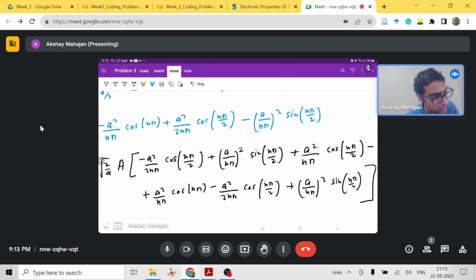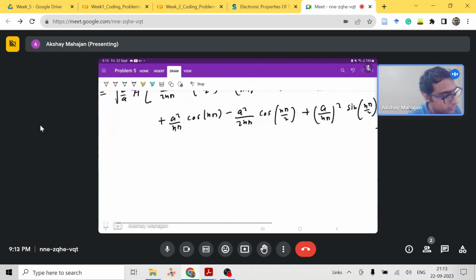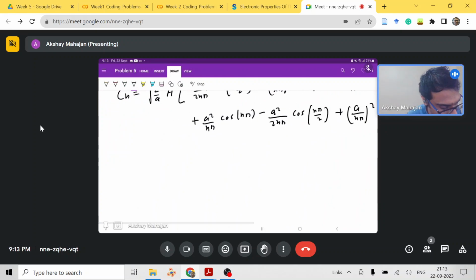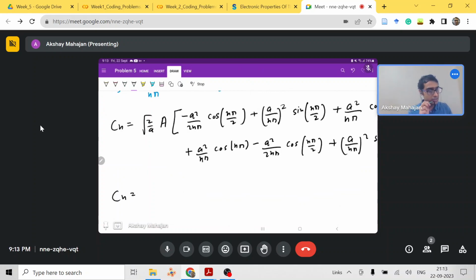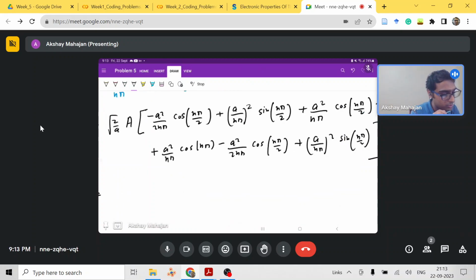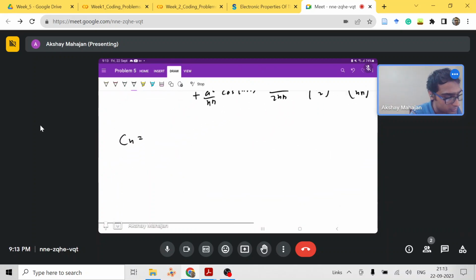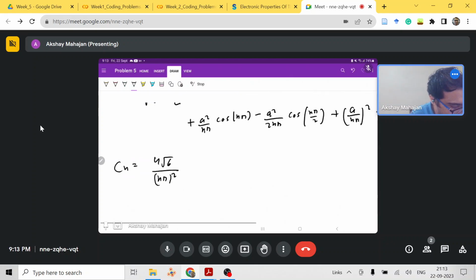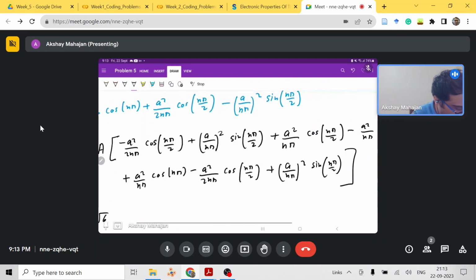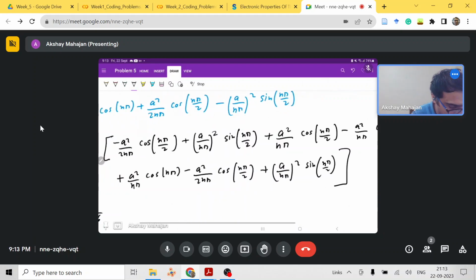And here, after doing all the calculations, I am just writing the result because we don't have enough time. You just have to put the I1, I2, I3 like this, and many terms will cancel out, and at the end we will get Cn is equal to 4 times under root of 6 upon n pi whole square. Let me show you which terms cancel out.